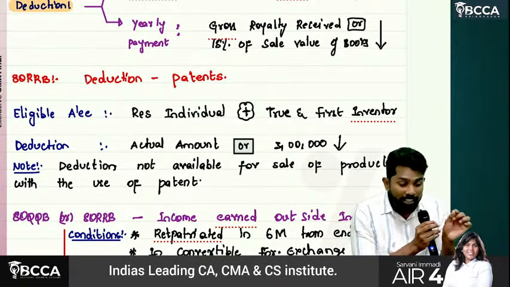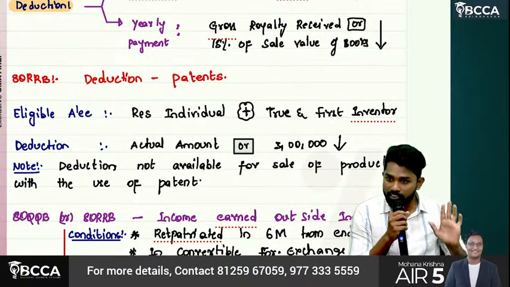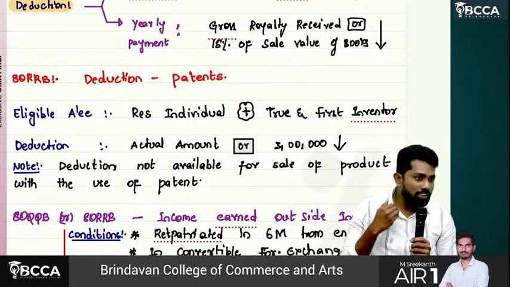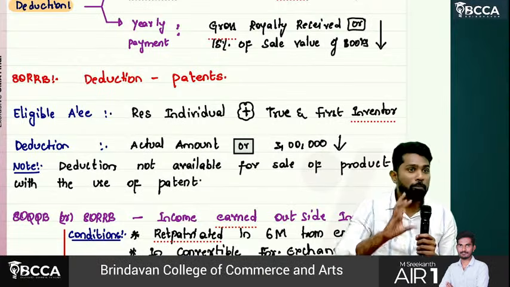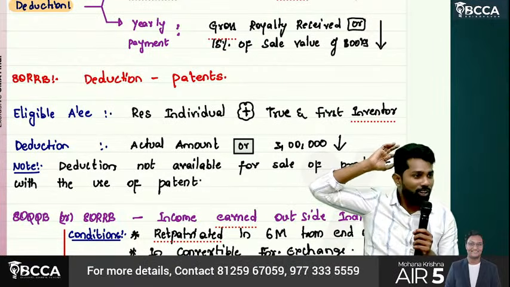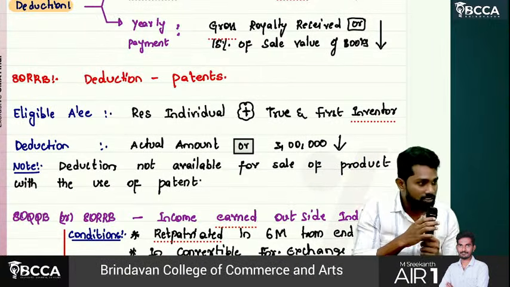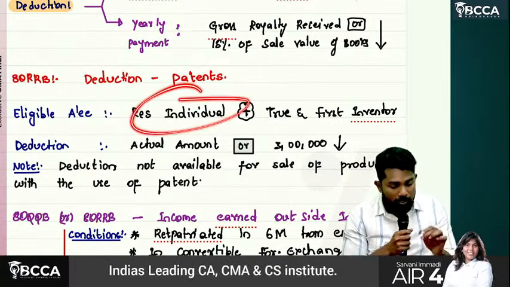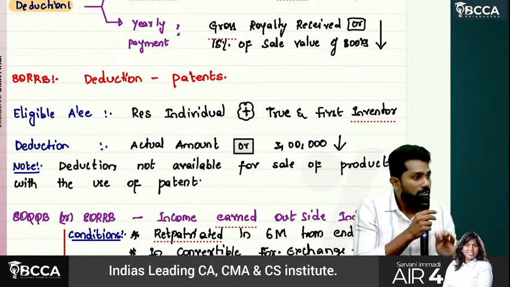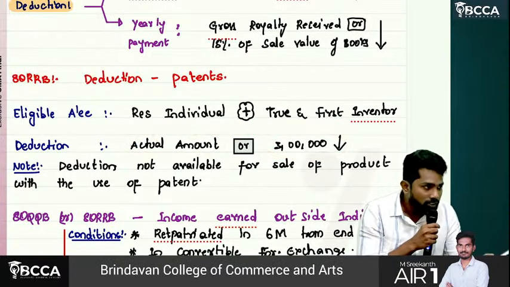So the patent should be by the true and first inventor. You should have invented it first. Sir, if you invent the bike or the bulb now, you will not become Thomas Alva Edison, because it was already invented. So you should be the true and first inventor. For that, if you have a patent and you are giving that patent, then for it you get the actual amount or 3 lakhs, whichever is lower.